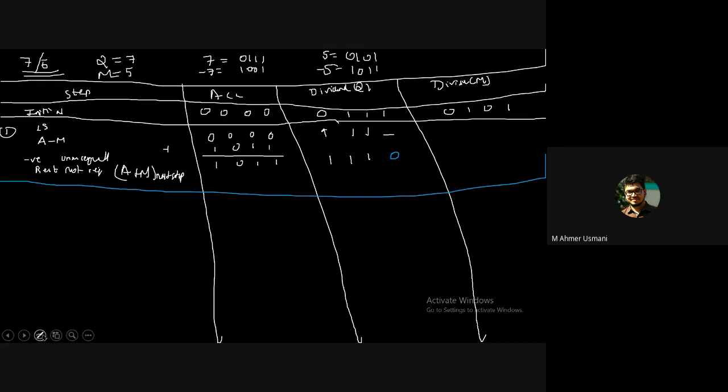Solve for step number 2. Do it fast. Step number 2: left shift. Get this left shift. So you'll get 0, 1, 1. This one will come over here. Get this thing, everything.